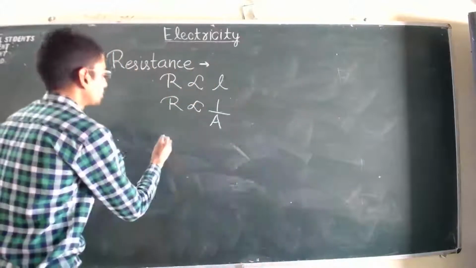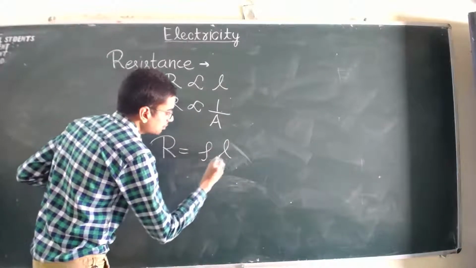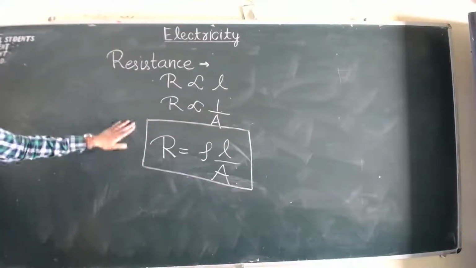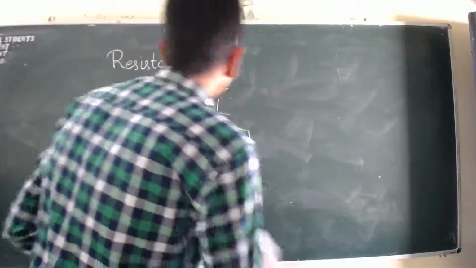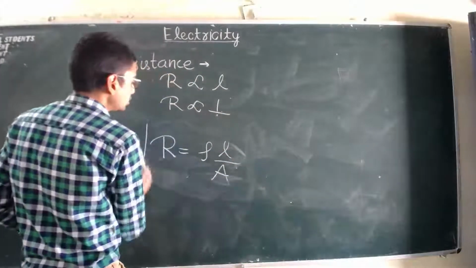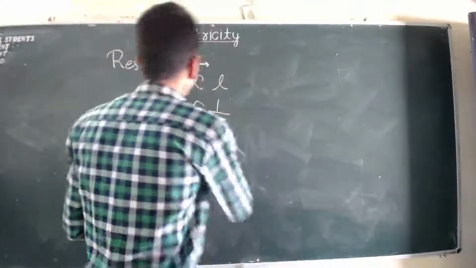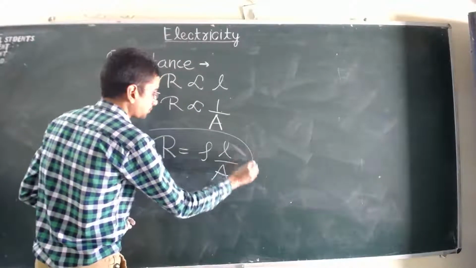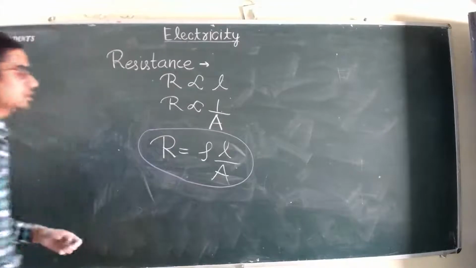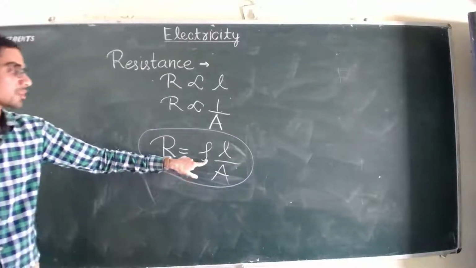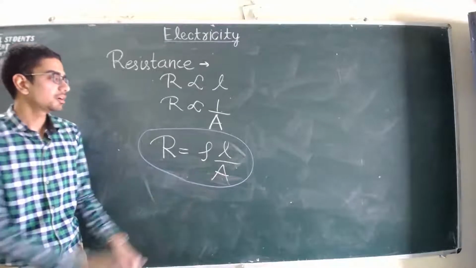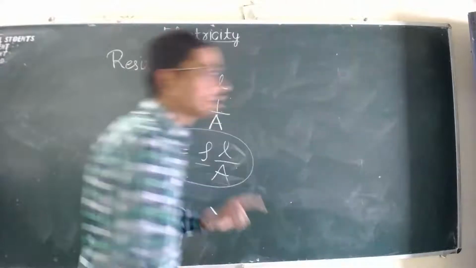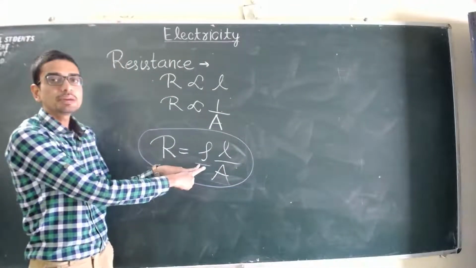Resistance is equal to rho L by A. This is the very important formula for resistance. R is equal to rho L by A. ये वाला. ठीक है. What you can see, you know that length, area. What is this factor? This is resistance and this symbol is resistivity.